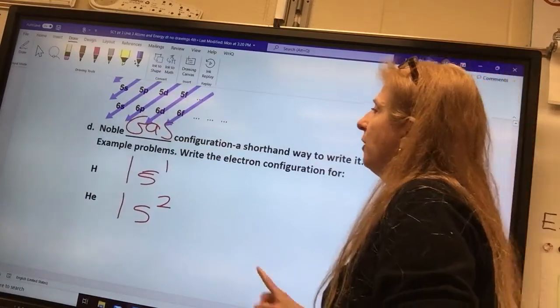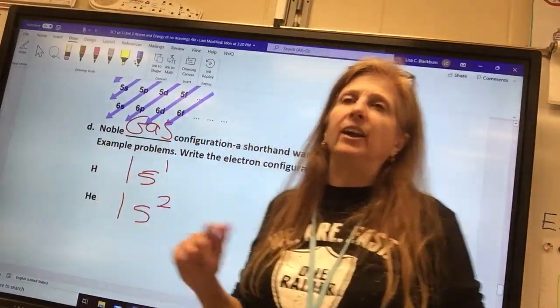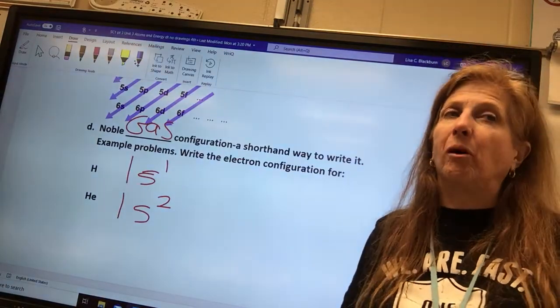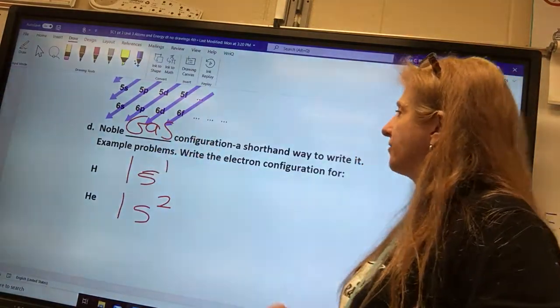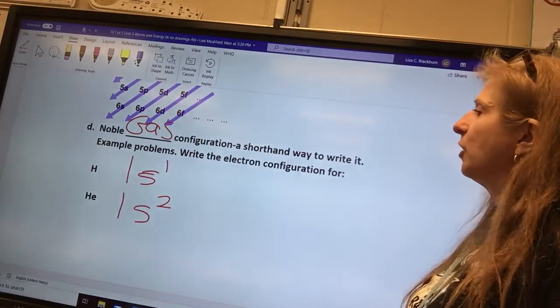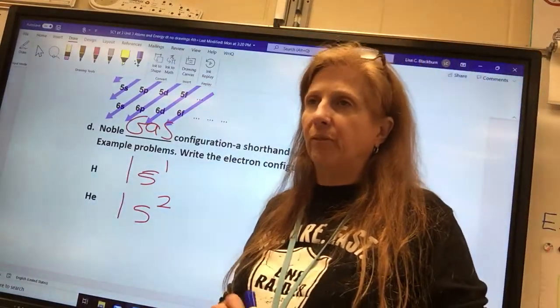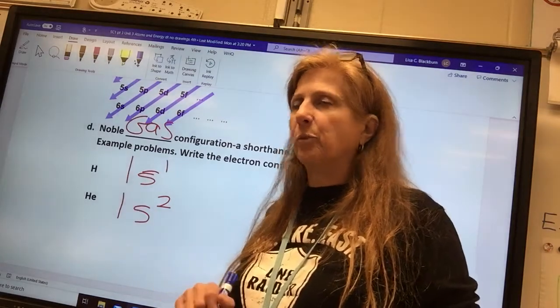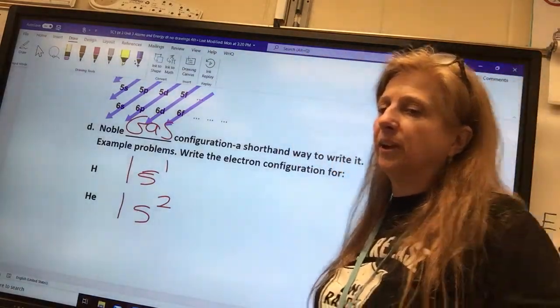Also, there is an abbreviated way to write these that I'm probably not going to teach you today. I'll probably teach you tomorrow. It's called the noble gas configuration. It's a shorthand way to write these electron configurations. Do I want you to move yet? No, I'm going to leave you where you are. So let me show you how to do this.